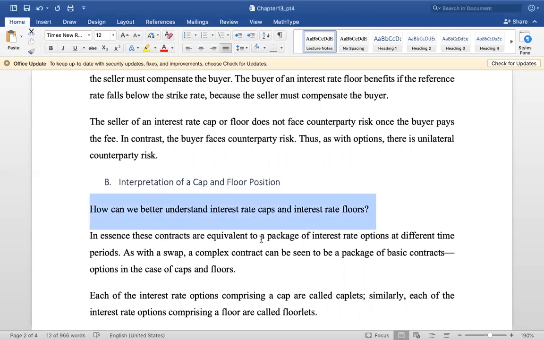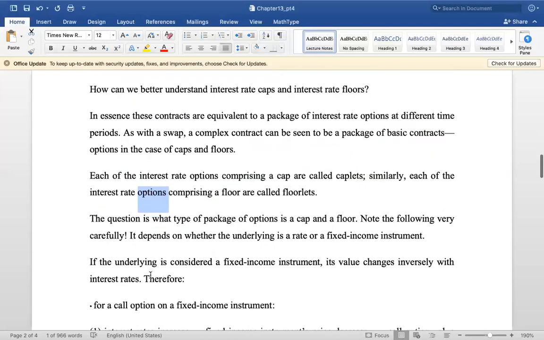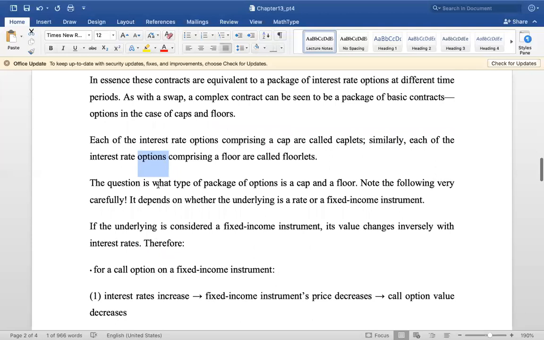In essence, these contracts are a package of interest rate options at different time periods. As with a swap, a complex contract can be seen as a package of basic contracts, options in this case, of caps and floors. Each of the interest rate options comprising a cap is called a caplet. Similarly, each of the interest rate options comprising a floor is called a floorlet. The question is, what type of package of options is a cap and floor?